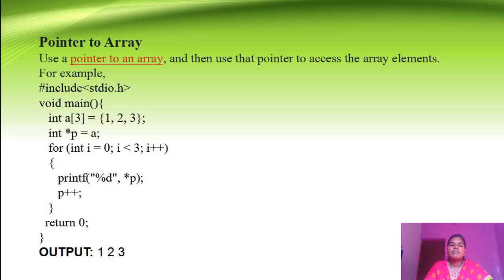So once I increment one time, then the next element will get printed, that is 2, and again it is incremented and the last element 3 will be printed. The output for this program becomes 1, 2, 3. That is nothing but by incrementing the pointer value, that is p++, I am printing the array elements, that is 1, 2, 3 like this.